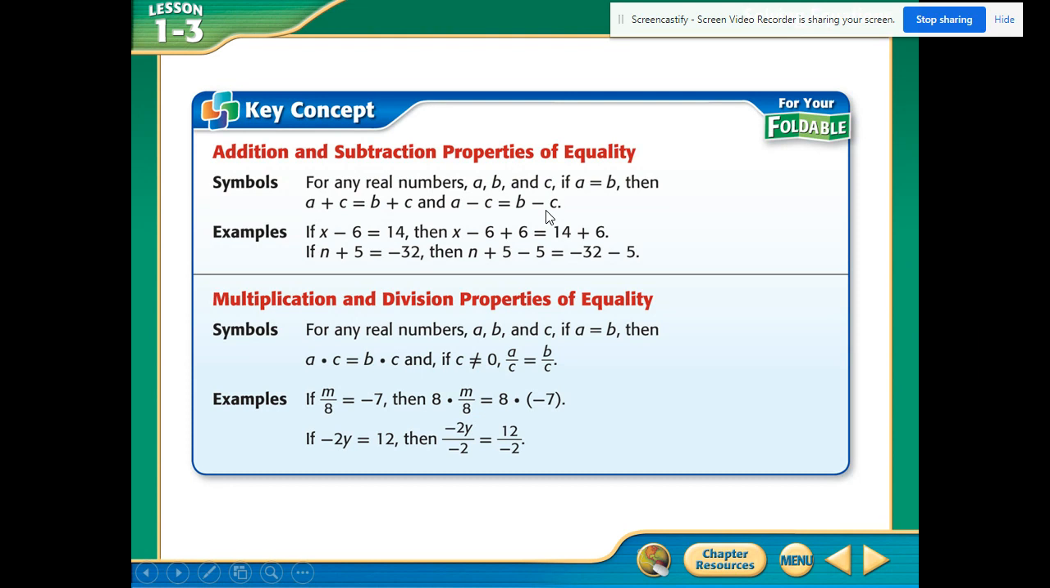And remember, we want to do that because we always want to get rid of stuff, move it to the other side, get the variable by itself. In order to do that, we have to do its opposite. So if it's plus 5, I have to subtract 5 to get rid of it.